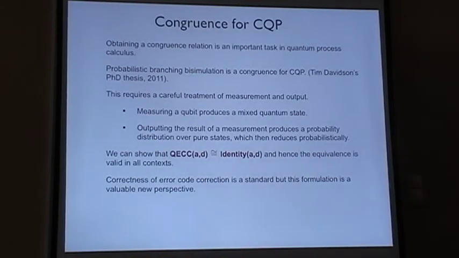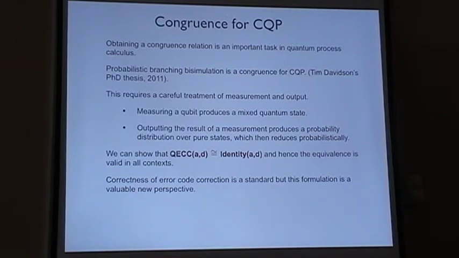The main point is that obtaining a congruence relation in a quantum process calculus is a very important task. Tim Davidson, in his PhD thesis, has proved that probabilistic branching bisimulation for CQP is a congruence, and this requires some careful treatment of measurement and output. The measurement of a qubit produces a mixed quantum state, but if the measurement result is output, then we have a probabilistic configuration, a probability distribution over pure states, and it then reduces probabilistically.